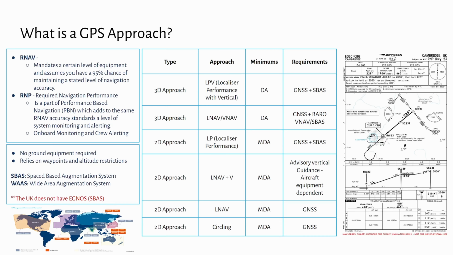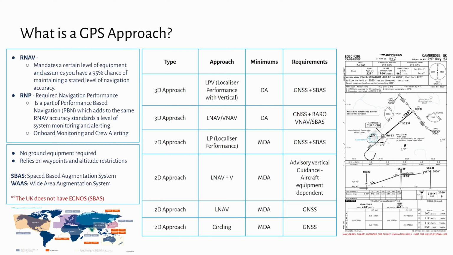A GPS approach is an approach that relies solely on GPS waypoints rather than ground-based equipment, such as an ILS approach. So these can be installed in more places around the world as they're more convenient to install. They can be installed in places which have high terrain.